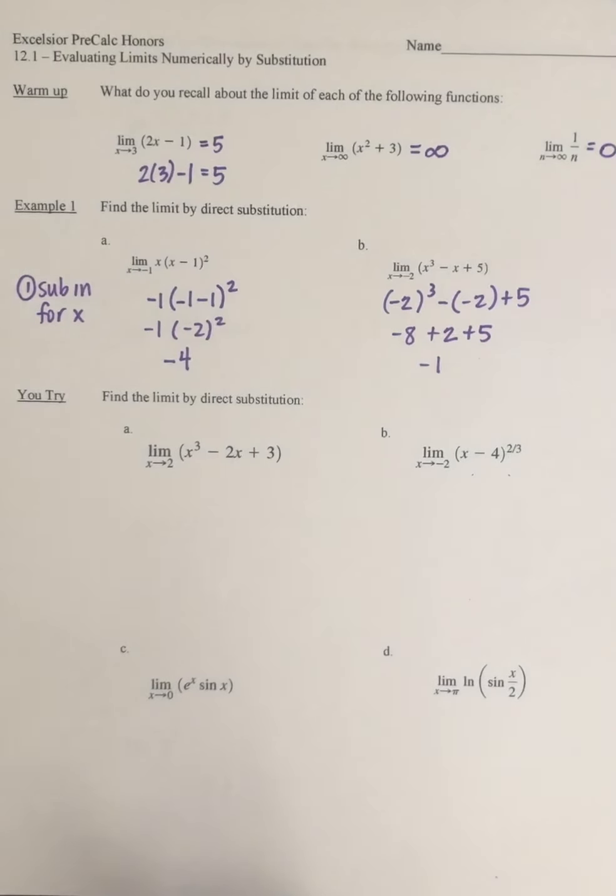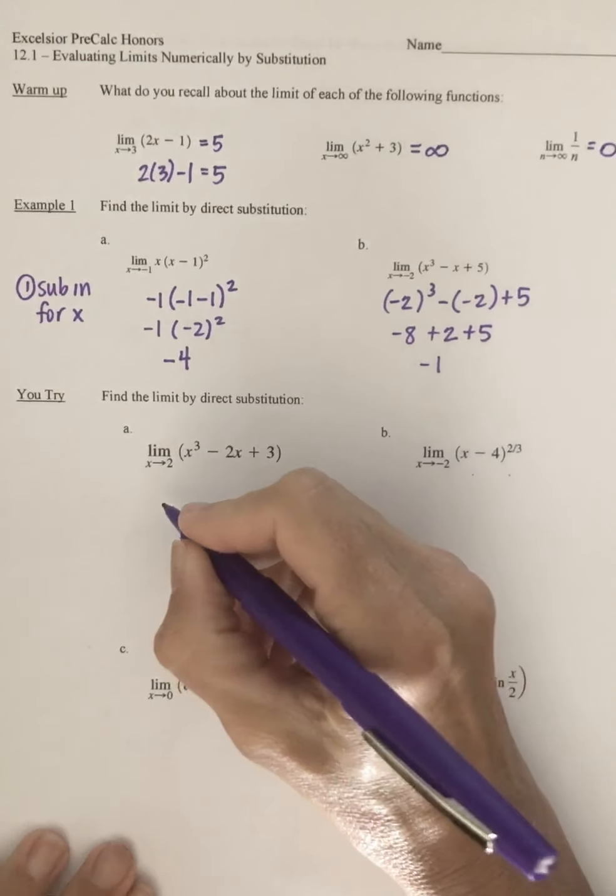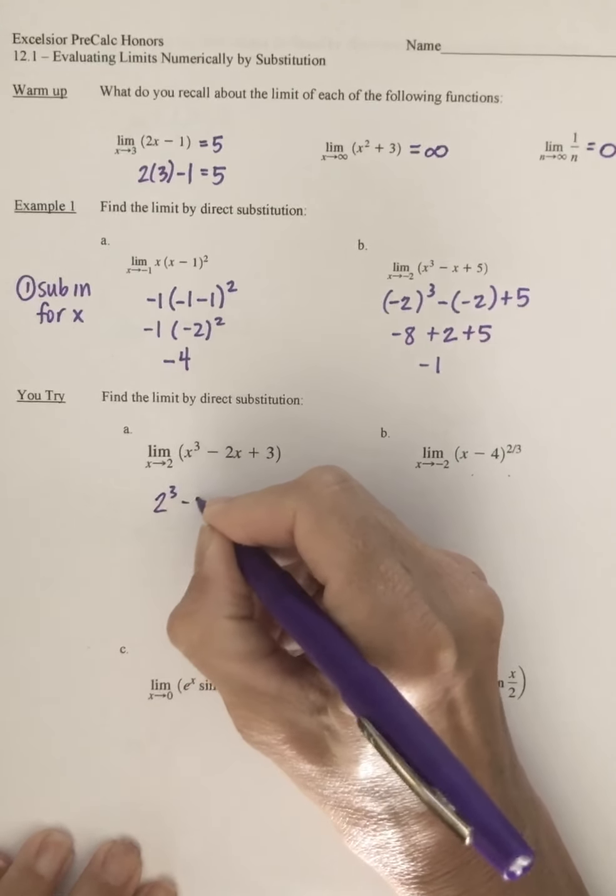All right, so what I want you guys to do, we'll do them together, or I'll just write them silently. You guys can either pause the video and do them on your own and check, come back to me, but I am going to just work these out. So direct substitution: sub in, evaluate. So in letter A, I substitute in a 2.